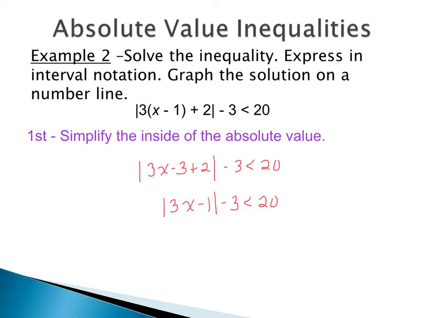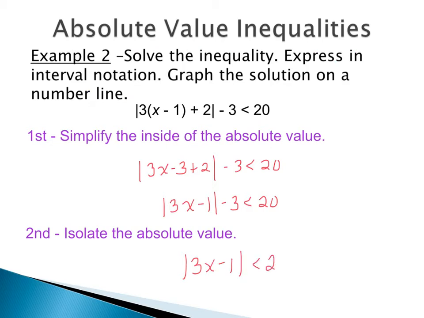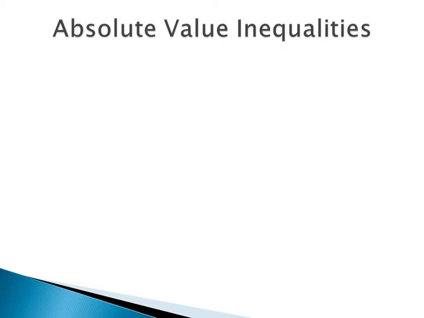After we do that, our next step would be to isolate the absolute value just like we would do if we had an absolute value equation. So I'm going to move that 3 over, so we're left with the absolute value of 3x minus 1 is less than 23. Our next step is to solve this inequality. If you remember back to when we were doing the absolute value equations, we said that we had to set up 2 equations if we had an absolute value equal to a positive number.